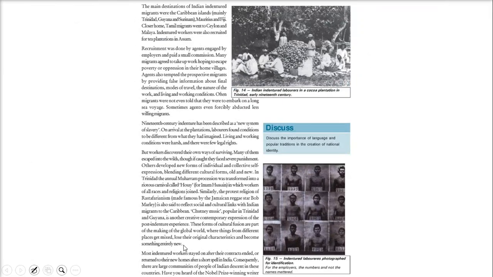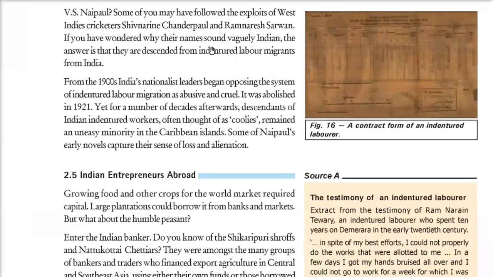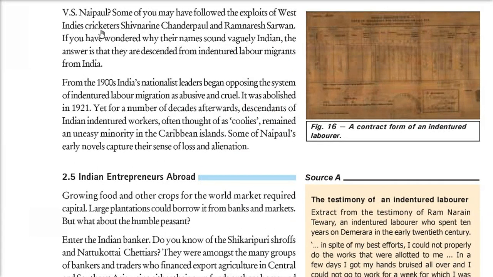One more name I have to take. He is V.S. Naipaul. This V.S. Naipaul, sir, has written in his novels about what was happening to indentured labor at that time. That is the capture, because they were thought of as being coolies.